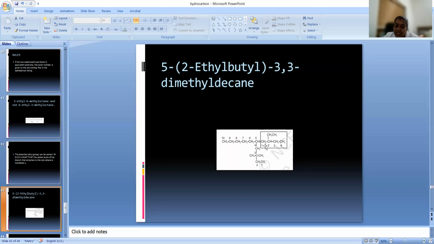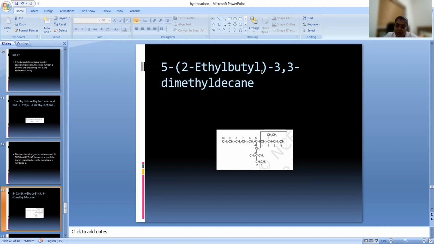So you can see how this naming will be. Second position ethyl group, right? So 2-ethyl butyl is the name of the branch. Okay, so that name of the branch also has to be put in a bracket. That's another rule. Okay, so if you are numbering from this side 1, 2, 3, 4, 5, 6, 7, 8, 9, 10, it consists of 10 carbon atoms, and the fifth position.